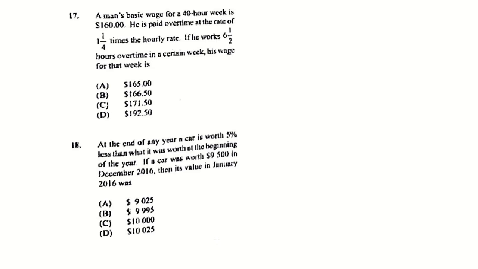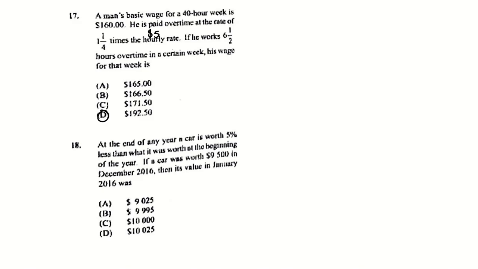Number 17, a man's basic wage for 40 hours a week is 160. We did this question. It was 192. He is paid an overtime of 1 1/4 times his hourly rate, and we found his hourly rate to be $5. If he works 6.5 hours, 6.5 by 5 was how much? $32.50. So it was 160 plus 32.50, which was $192.50.